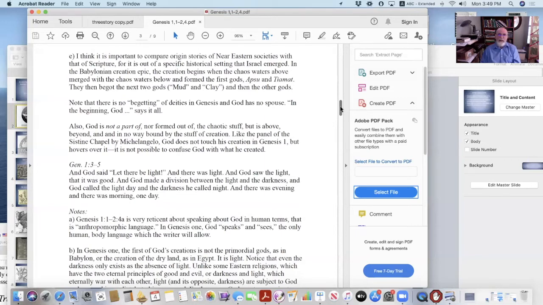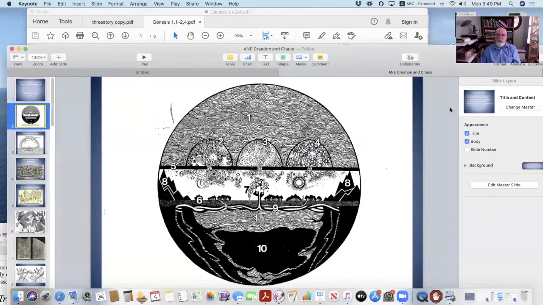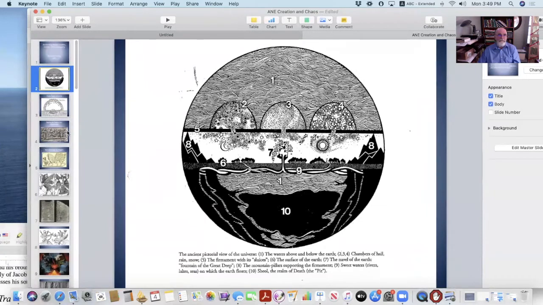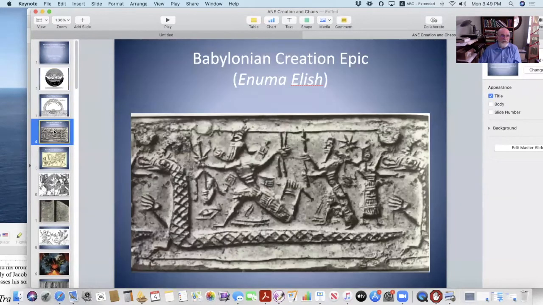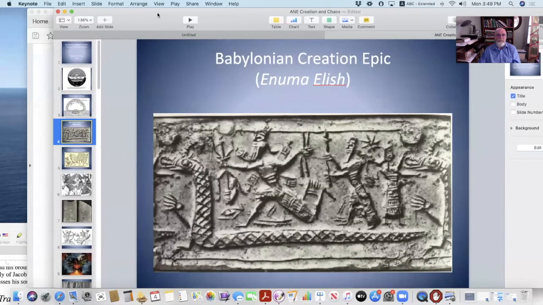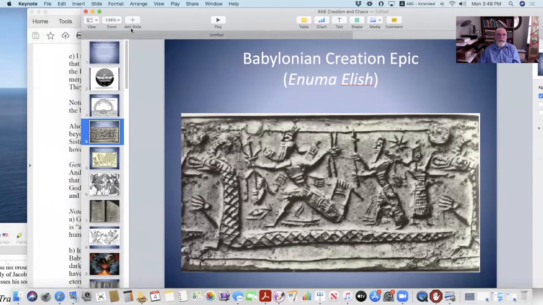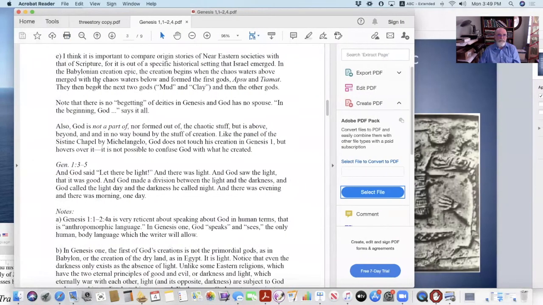Of the many ancient Near Eastern creation epics that I could bring up, one particularly important one is the ancient Babylonian creation epic, that is the Enuma Elish, which means "when on high." And let me skip over to something that mentions this. I'll come back to these pictures.